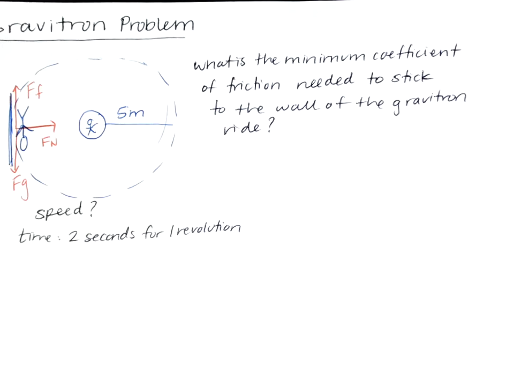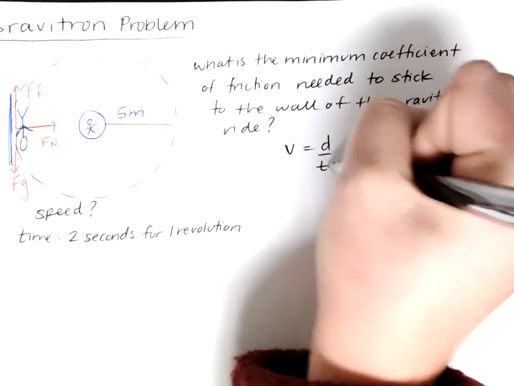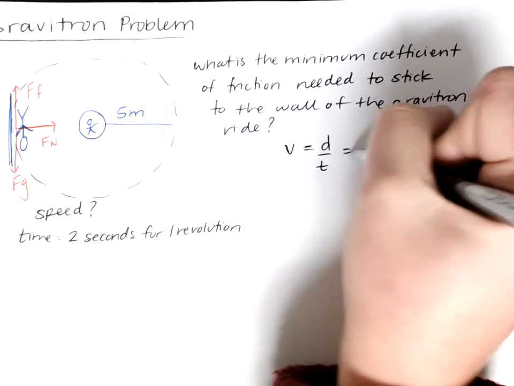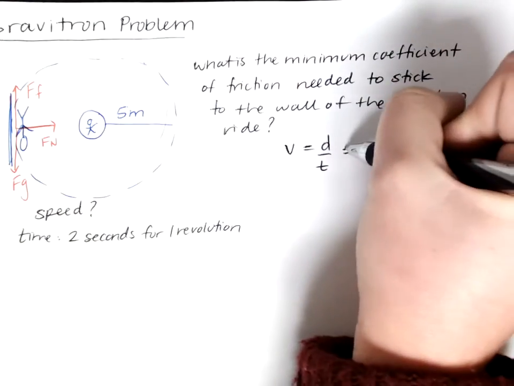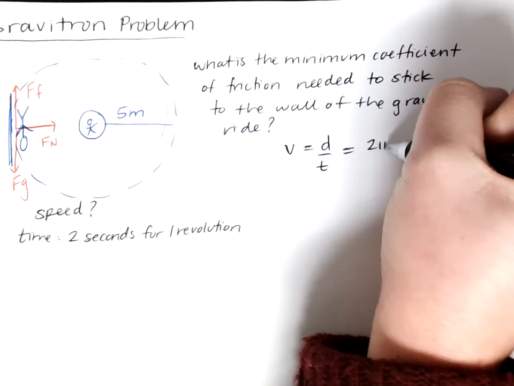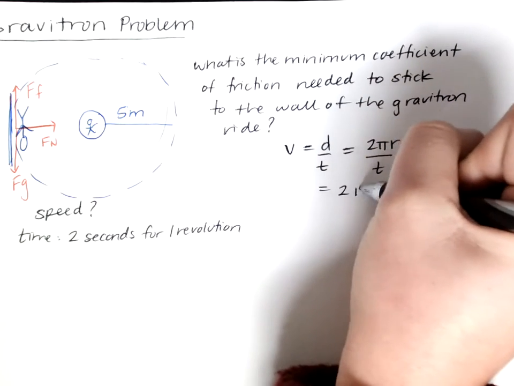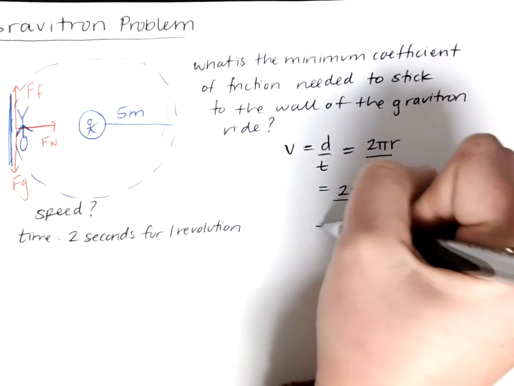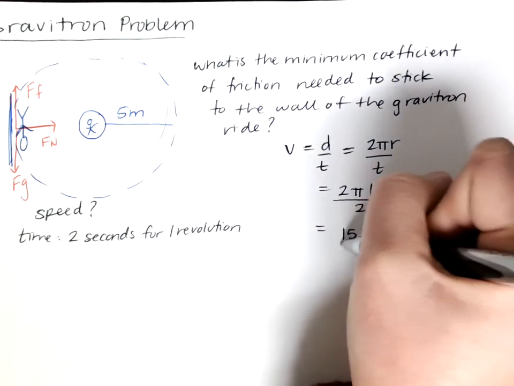So similar to the horizontal motion problem we did, we used the equation velocity equals distance over time to find the speed of the object. So we know that the distance the gravitron moves is its circumference, so 2 pi r divided by time. So 2 pi times 5 meters divided by 2 seconds gives us a velocity of 15.7 meters per second.